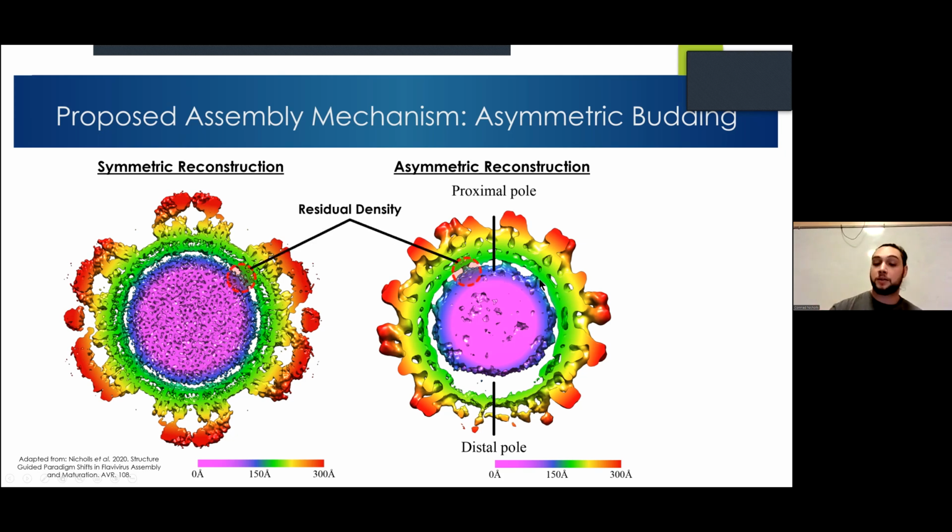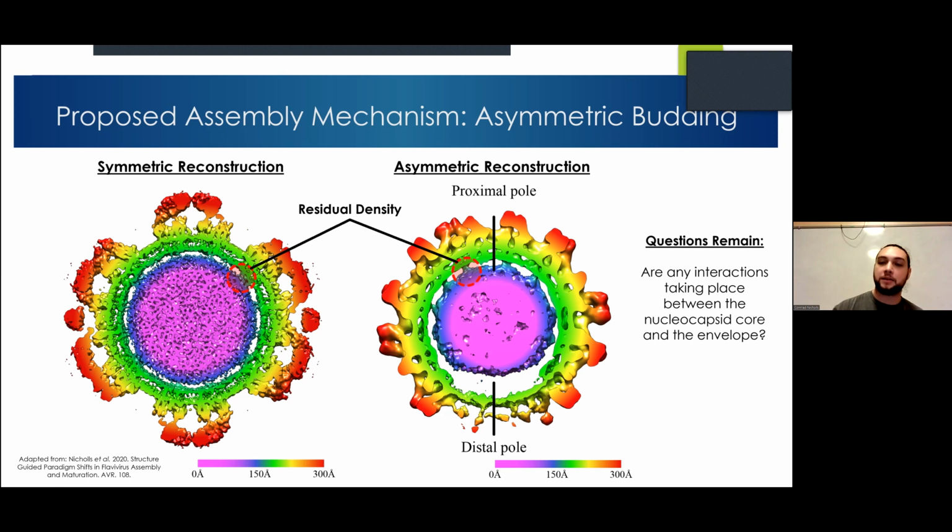But the question still remains, I'm sorry, I had a few things here. The question still remains, are there any interactions taking place between the nucleocapsid core and the envelope? That is still the question. So can these interactions be perturbed? Can I mess them up? Can I throw a wrench in the machine to stop it from happening that can prove that this interaction is taking place?